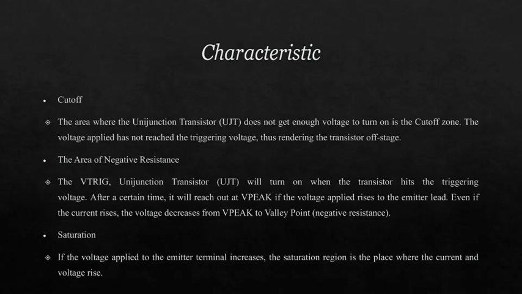For the characteristics, one is cut-off, where the unijunction transistor UJT does not get enough voltage to turn on. The voltage applied has not reached the triggering voltage, thus rendering the transistor off. The second one is the area of negative resistance. The UJT will turn on when it hits the triggering voltage VTRIG. After a certain time, it will reach V peak if the voltage applied to the emitter lead rises. Even if the current rises, the voltage decreases from V peak to the valley point, which is negative resistance.